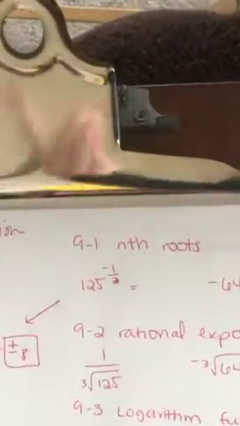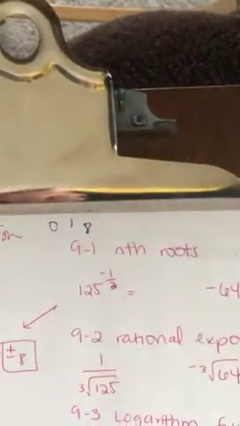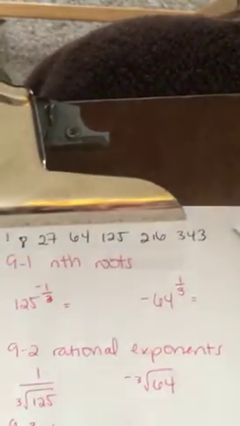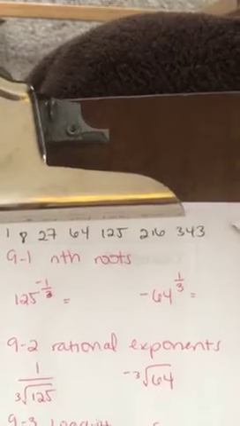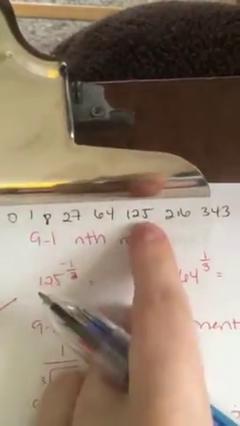so think about it. What's 0 cubed? 0. What's 1 cubed? 1. What's 2 cubed? 8. 3 cubed? 27. 4 cubed? 64. 5 cubed? 125. 6 cubed? 216. 7 cubed? 343. Those are all the ones I know. I don't know beyond 7. But 125, that's at 5.